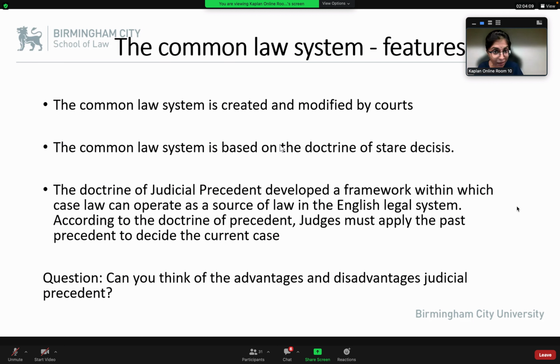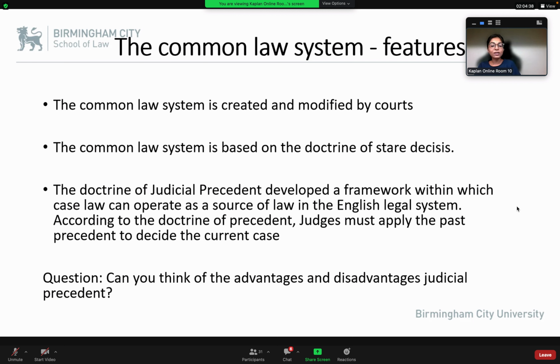No new equity can be created today, but you can still create new common law precedents. You cannot create any new equitable maxims. You cannot create any new equitable remedies because the court has been merged with common law. Whatever pre-existing maxims and remedies we have, that's all we can apply. So that's just a brief history or origin of the common law system.